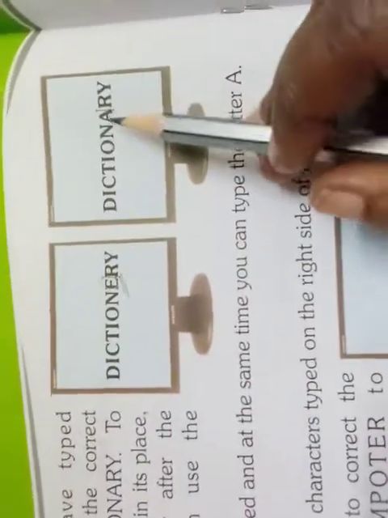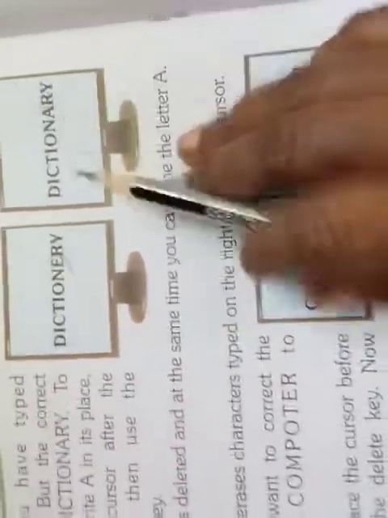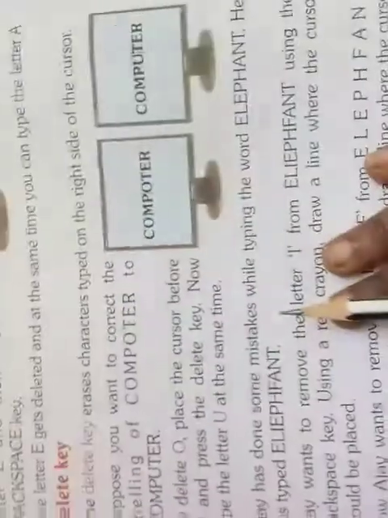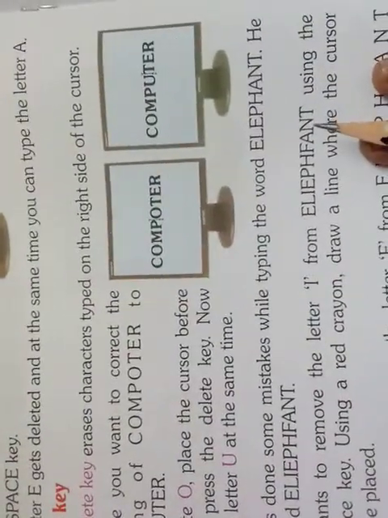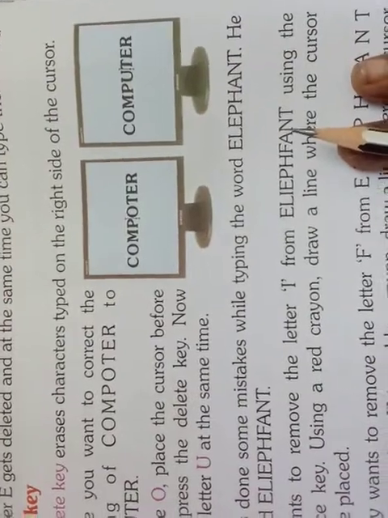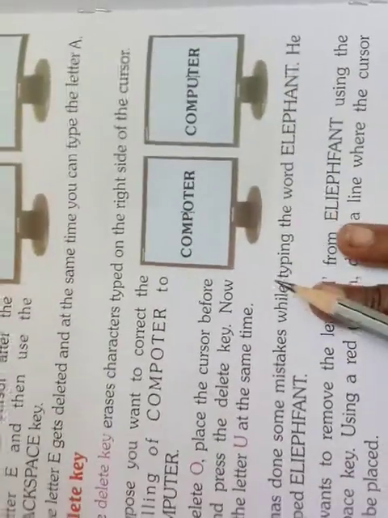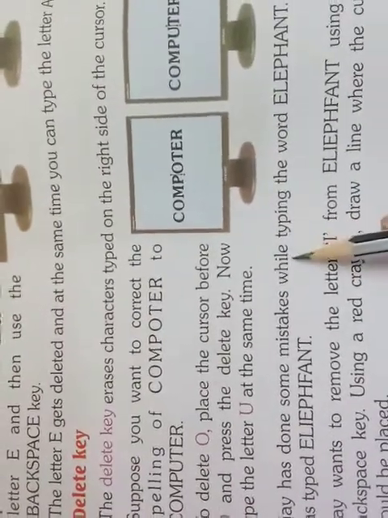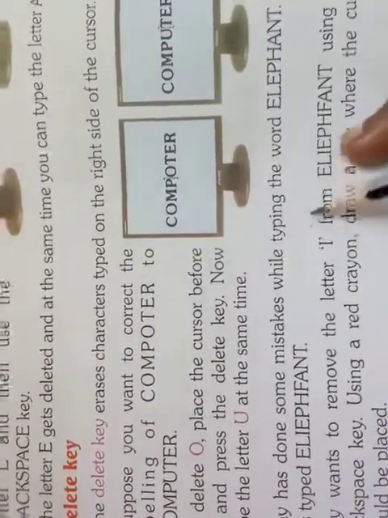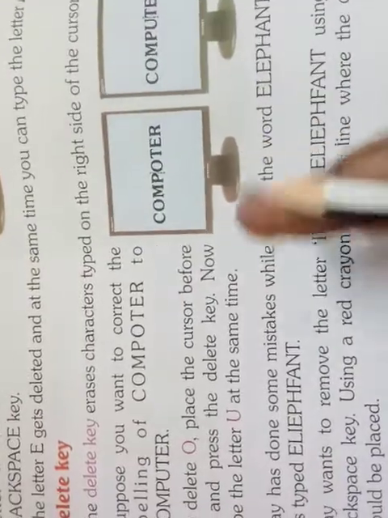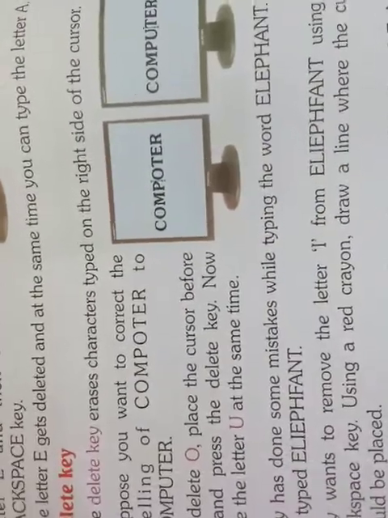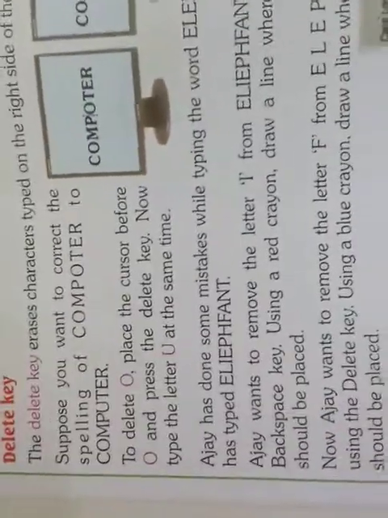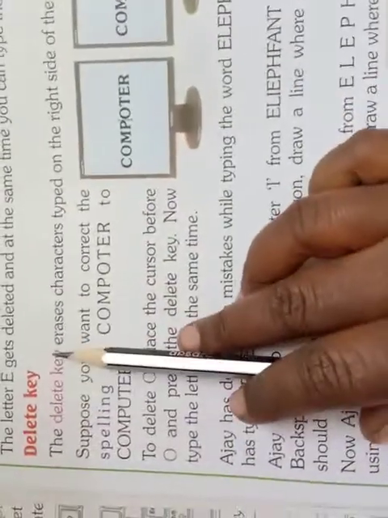Like that we have to use this backspace key. The backspace key is used as an eraser. Okay, children, that is about the backspace key. And always this backspace key erases the words or letters which are on the left side of the cursor. Okay. The next key is the delete key.